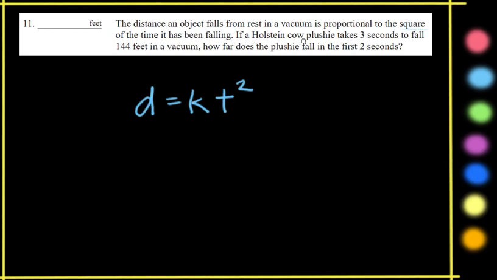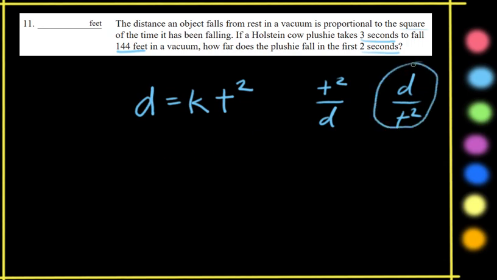And then it says if a Holstein cow plushie takes 3 seconds to fall 144 feet in a vacuum, 3 seconds for 144 feet, how far does the plushie fall in the first 2 seconds? All right, so what we can do is we can say this constant k is just going to be t squared divided by d. Or you could take the reciprocal and say that it's d divided by t squared. But regardless, the distance divided by t squared or t squared divided by the distance, those are going to have to be the same for different times. So we can write in for 3 seconds and for 2 seconds. Maybe I'll use this one so that we can get the distance in the numerator.